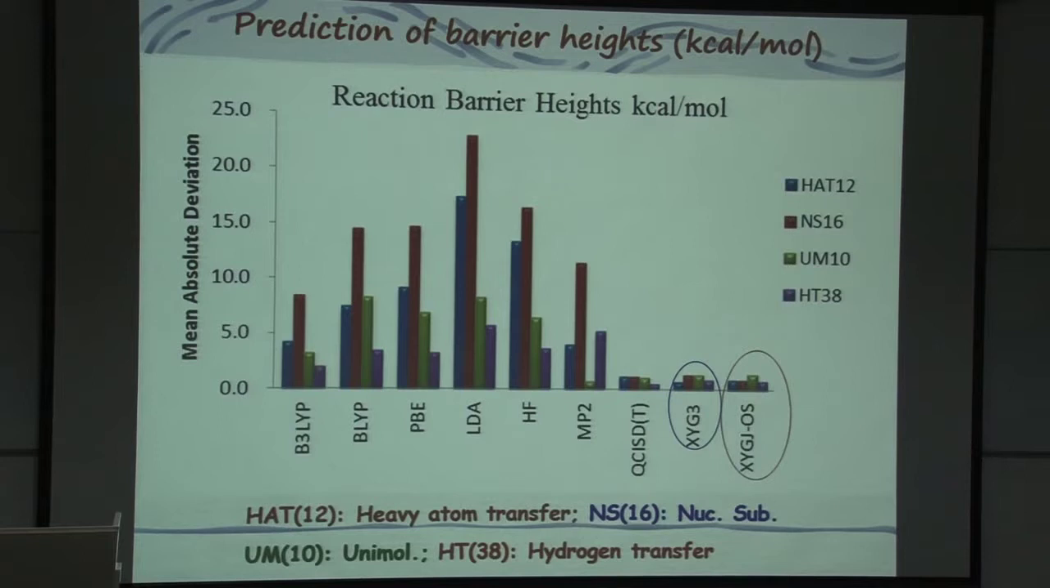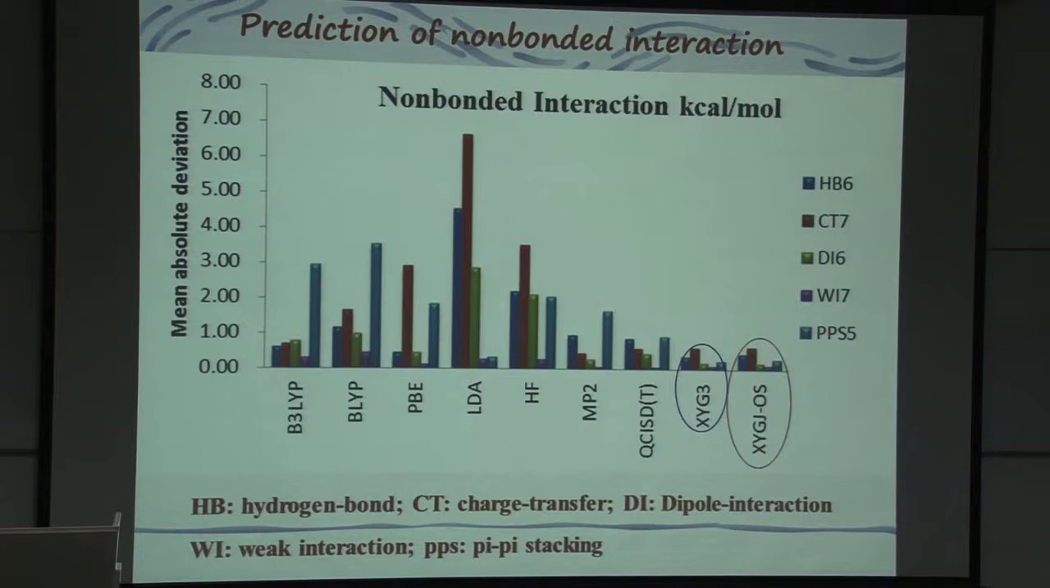Unlike Truhlar's functionals, we are not fitting against the reaction barrier heights. This is an independent test. We can also use Truhlar's non-bonded interaction sets, which contain hydrogen bond interaction, charge transfer, dipole interaction, weak interaction, and pi-pi stacking. You can see this is the performance of B3LYP. For the pi-pi stacking, B3LYP is particularly poor. And for LDA, pi-pi stacking is okay, but it's very poor for hydrogen bonding. And for this new functional, we can cut this mean absolute deviation down to 0.3 kcal/mol for this non-bonded interaction.